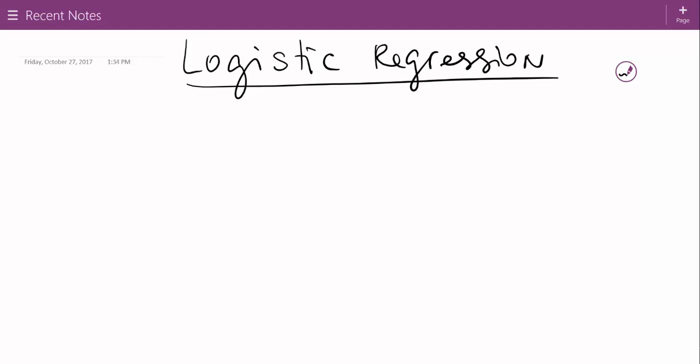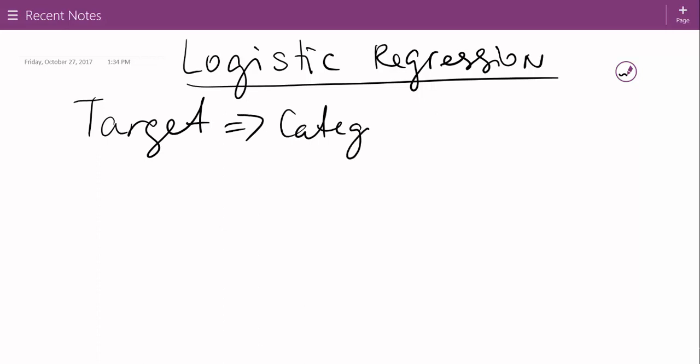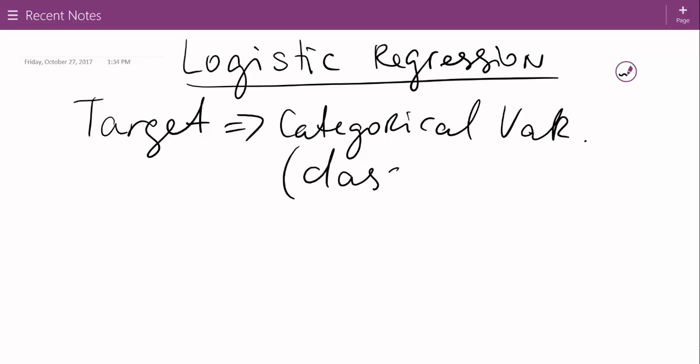So therefore, when you're dealing with logistic regression, your target is a categorical variable. So essentially, you're dealing with classification. Not prediction, such as regression analysis, that's prediction, right?